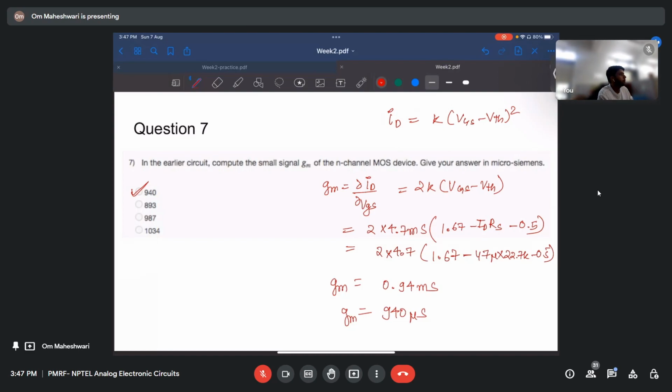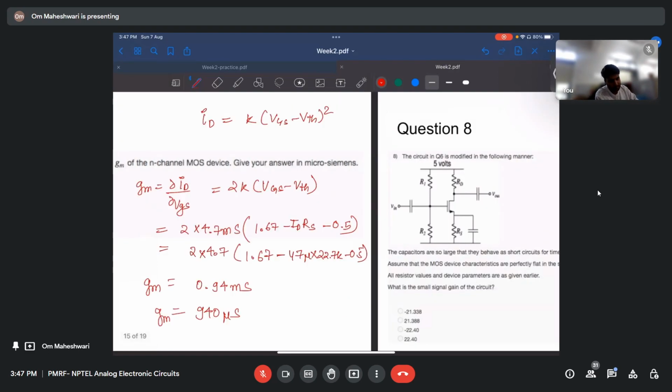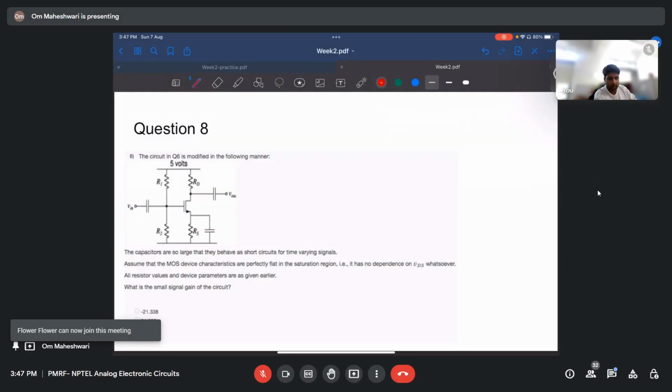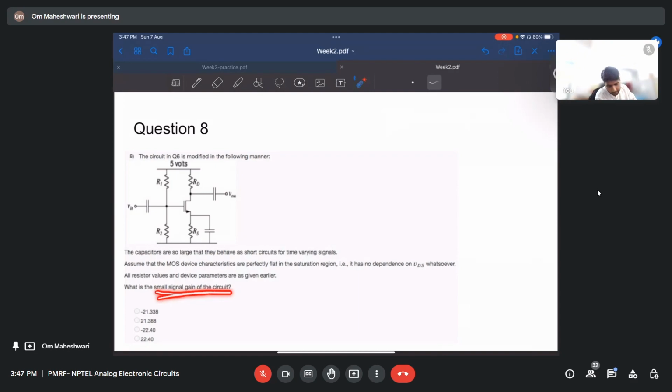Let us move on to the next question. We have less time, but let us solve this one. What do we have to find? We have to find the small signal gain of the circuit. We are applying input here and taking output here, right? And it is small signal gain. The capacitors are so large that they behave as short circuit for time varying signals or small signals.